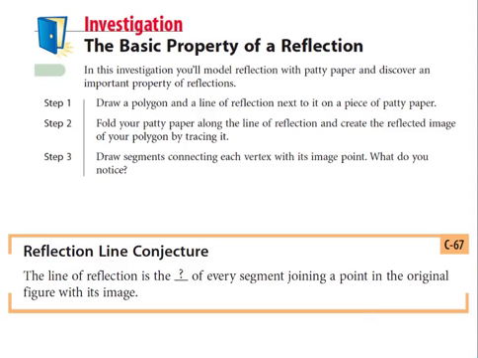Okay. So once you've done that, what I want you to do is draw segments connecting each vertex with its image point. So basically, this is what you're going to do. This is a vertex point here. You're going to draw a segment to connect it to this side over here. Then you're going to draw one from here to here. So it's going to be to the mirror image. If you have a four-sided figure, you should have 4 segments you drew in. Three-sided figure, 3 segments you drew in.